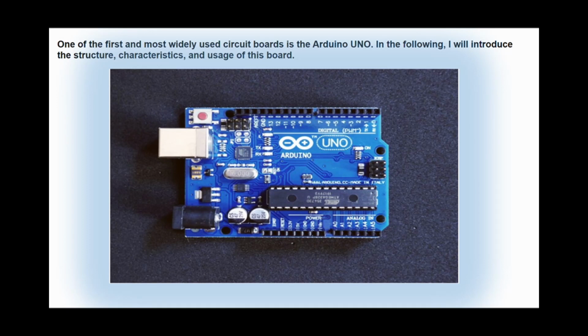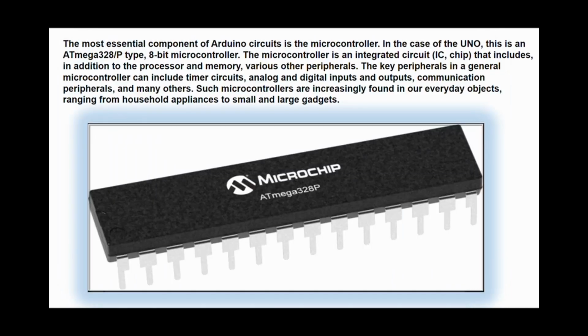The most essential component of Arduino circuits is the microcontroller. In the case of the UNO, this is an ATmega328P type, 8-bit microcontroller. The microcontroller is an integrated circuit, IC, chip, that includes, in addition to the processor and memory, various other peripherals. The key peripherals in a general microcontroller can include timer circuits, analog and digital inputs and outputs, communication peripherals, and many others.